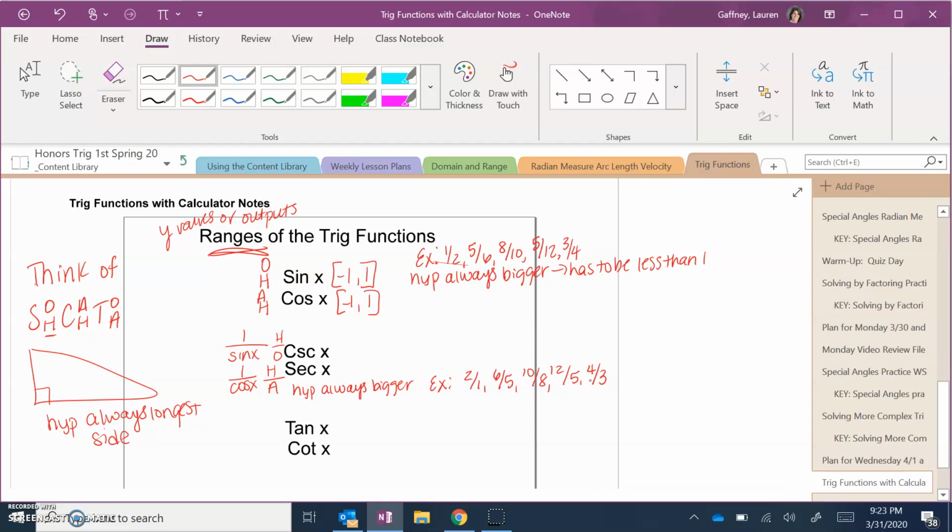And remember, you could have the negative of these as well. So it's going to go from -infinity to -1. And then it can't be between -1 and 1. So we're going to pick back up with 1 to infinity. And that's the same for both of these. The bigger values are on top, so they're always going to be greater than 1. Like I said, the negative part comes in based on whether they were in quadrants where that trig function is negative. So if I had this for secant placed in quadrant 2, it'd be -2.